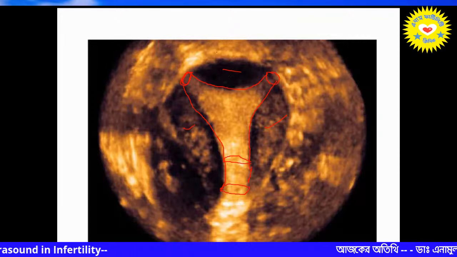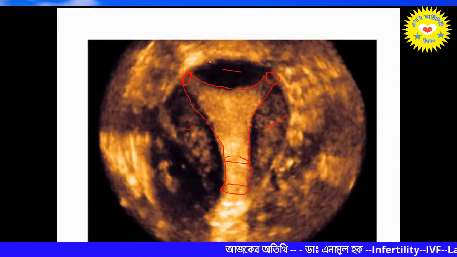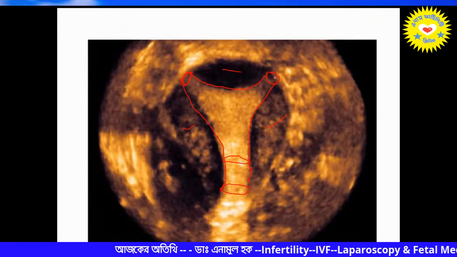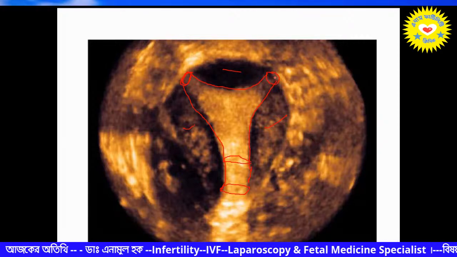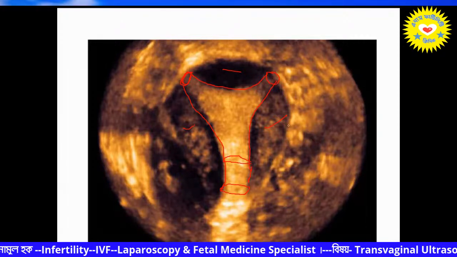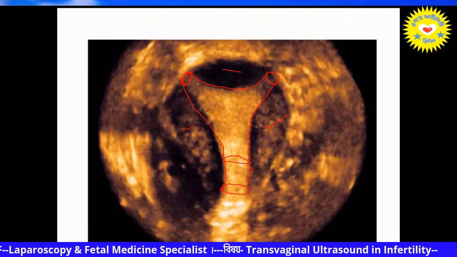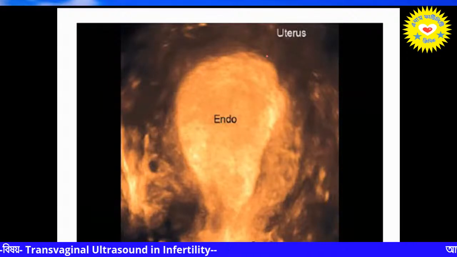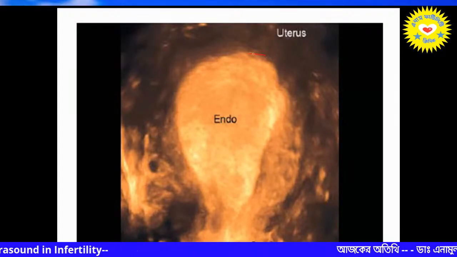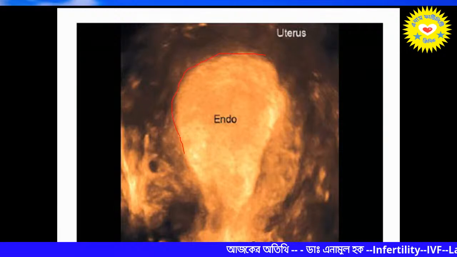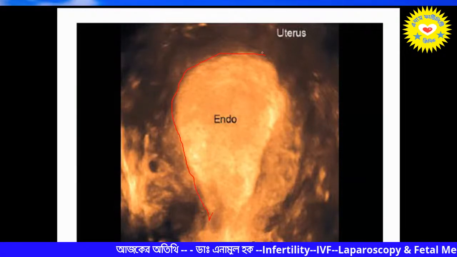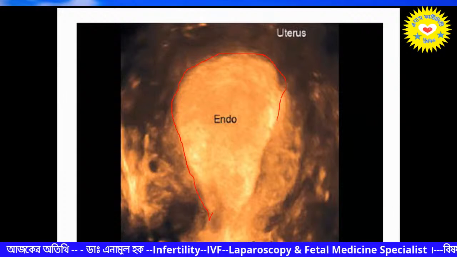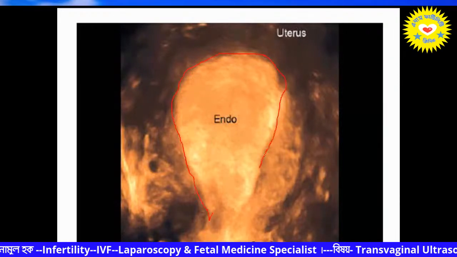So with the clarity of the picture, you see the actual look of the uterus in a 3D view. This is the typical 3D view of the uterus. And here you see the endometrium is more bright, echogenic, and very thick. So this is the typical picture of endometrial hyperplasia in a 3D view.